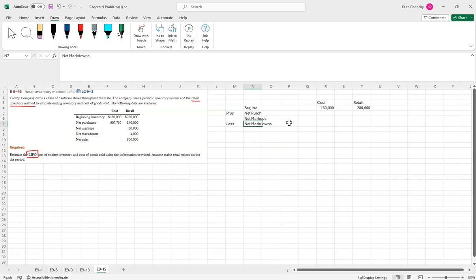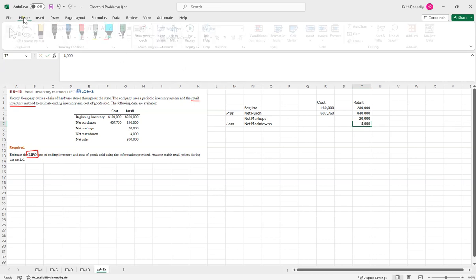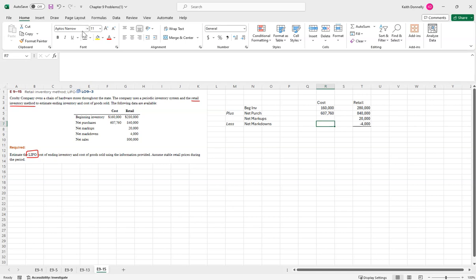Again, some of these things, the purchases we can grab: 607,760 and 840 over there. We're grabbing it. We know the markups and markdowns only hit the retail side of things, 20,000. This one's a markdown, so we'll put it at 4,000. So with that, if we were to just sum this, we're at 1,136 and 767. But here's the deal.